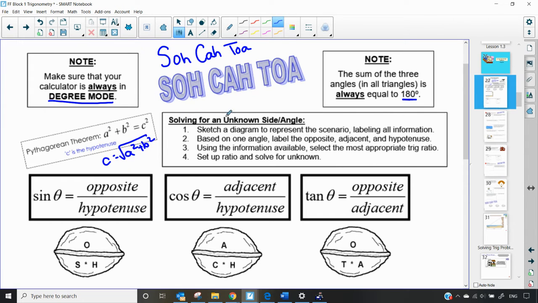When we're solving for any kind of unknown side or unknown angle, the first thing we have to do is sketch a diagram. Now, if the diagram's already sketched for you, you're good. You don't have to do that step. Depending on where your angle is, you're going to have to label your triangle. So you're going to label opposite, adjacent, and hypotenuse. And then using the information you have, you're going to choose the right ratio. Depending on what information you have, you'll choose either sine, cos, or tangent. And then you're ultimately going to set up your ratio and solve. So the shorthand of what's all written here is draw a diagram, label your triangle, set up your ratio, and solve.